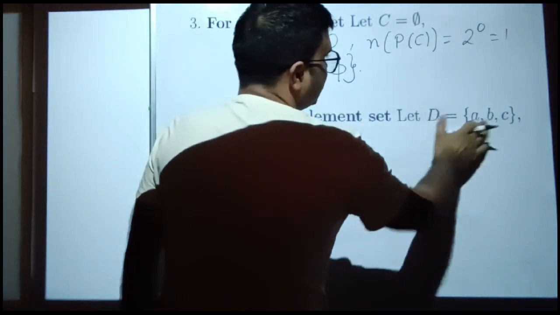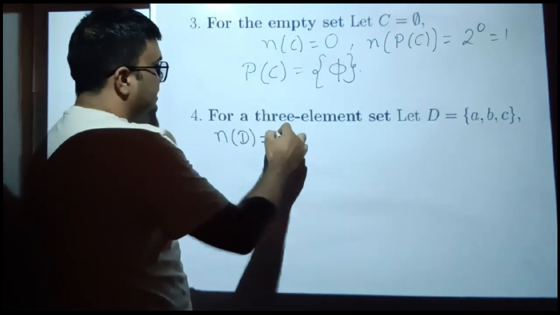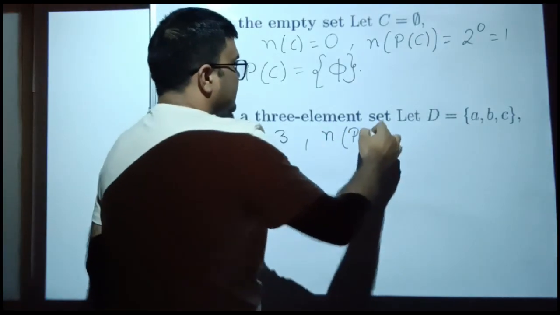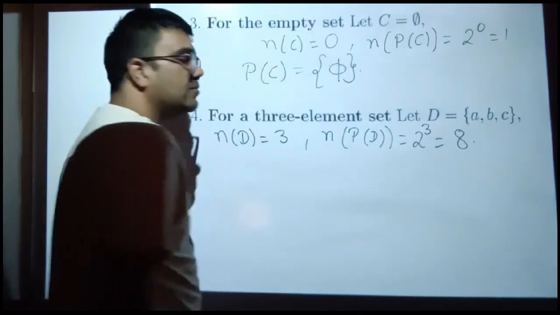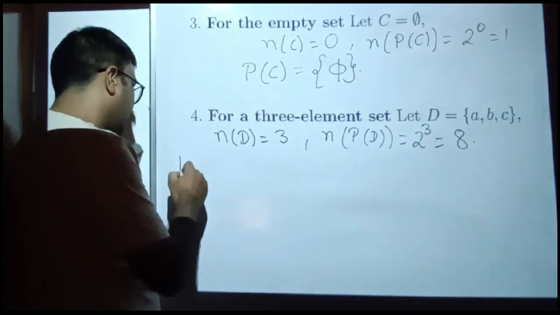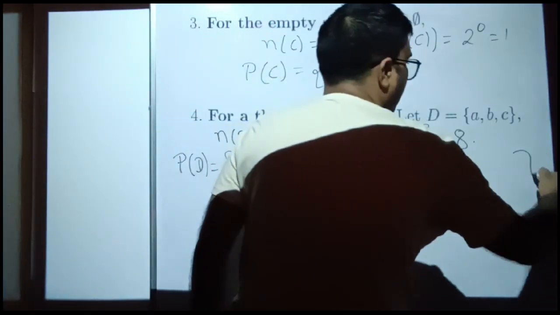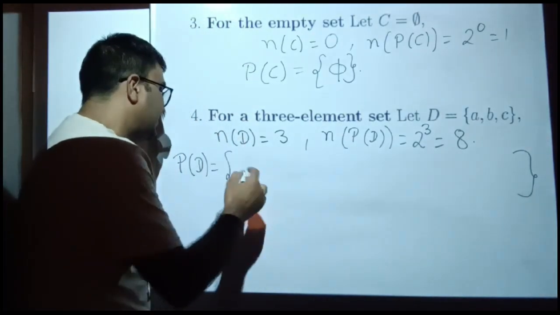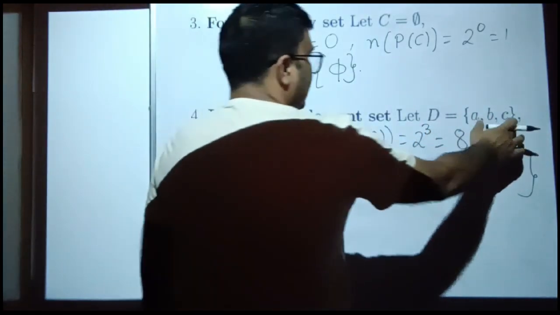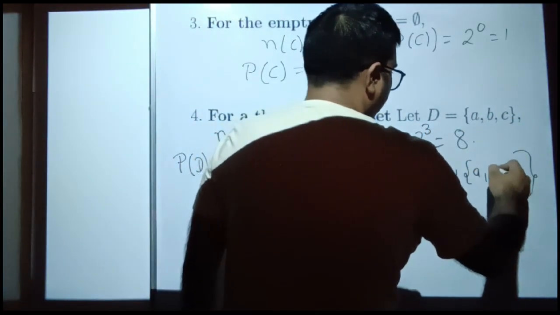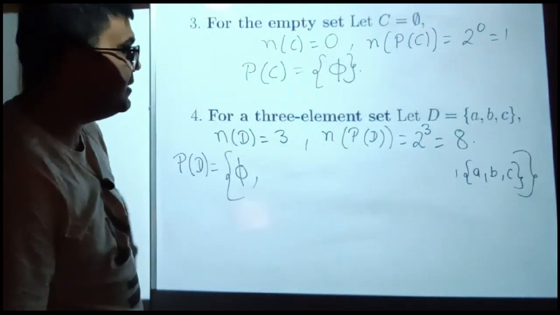Next, consider a set D with 3 elements. The number of elements in D is equal to 3. So the number of elements in the power set of D is 2 raised to the power 3, that is equal to 8. There will be 8 elements. We are talking about the power set of D. It is a set of sets and it contains 8 elements. 2 elements we already know. Phi is always a subset. The set itself is always a subset of that set. These are the 2 sets we are talking about. Now what are the remaining 6 sets?